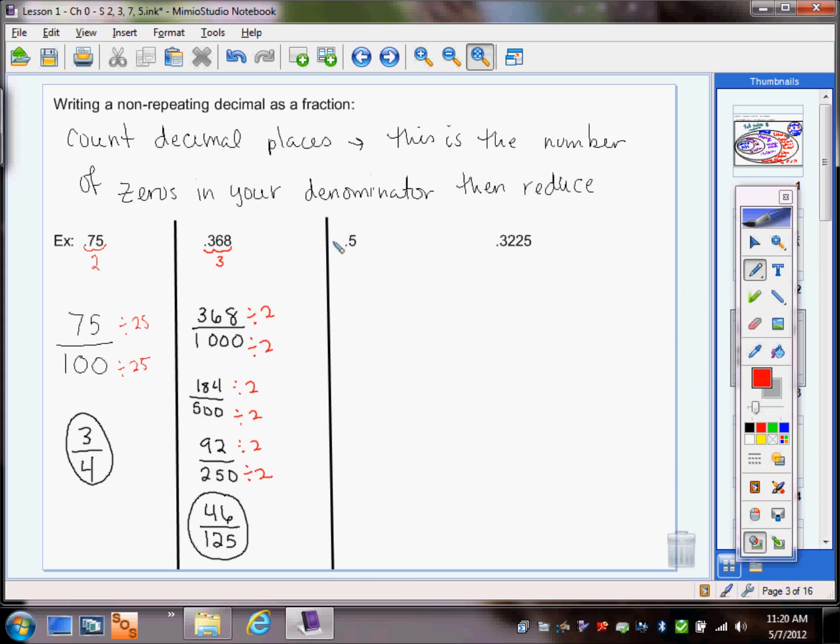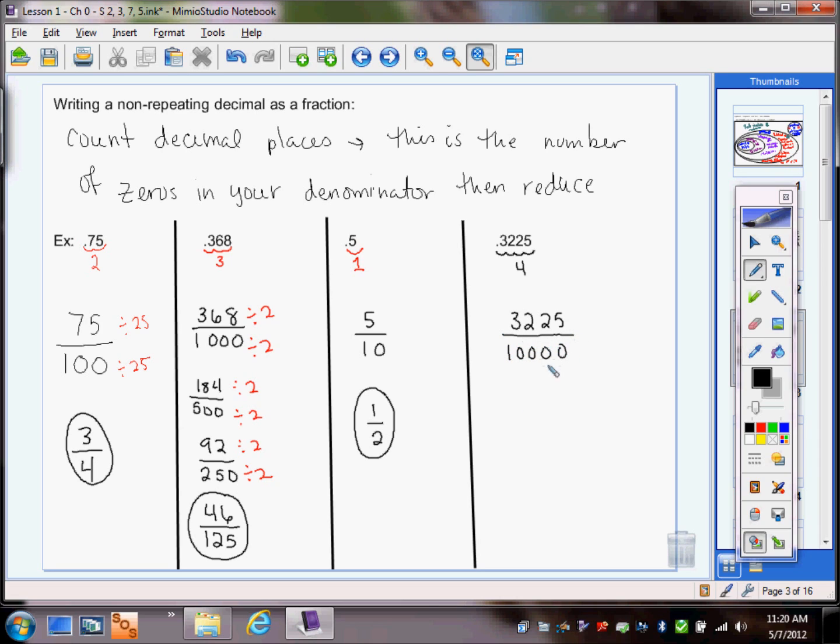Okay. 0.5 has 1 decimal place. 1 0. And these will both divide by 5. Four decimal places, so 4 zeros. And these will both divide by 25. Any number that ends in 25 will divide by 25, or that ends in 2 zeros.